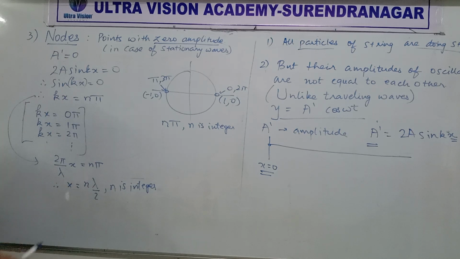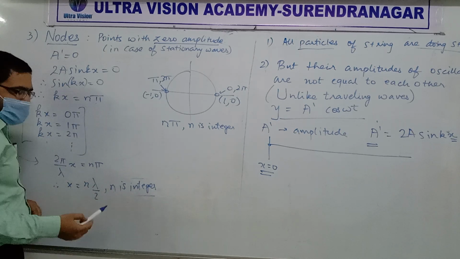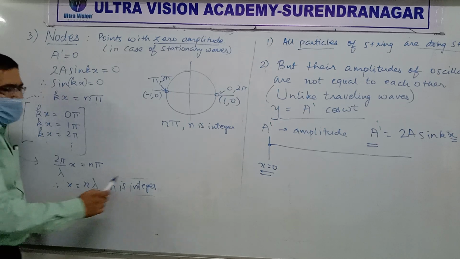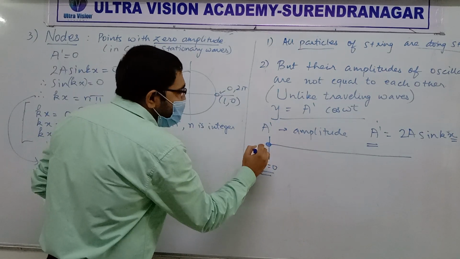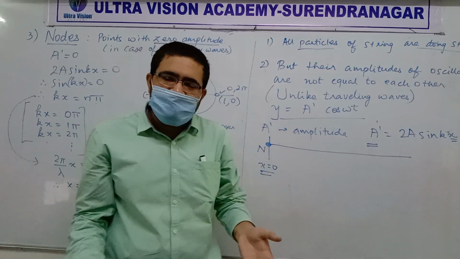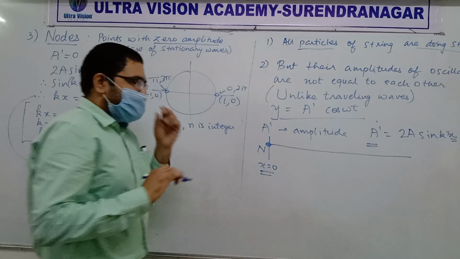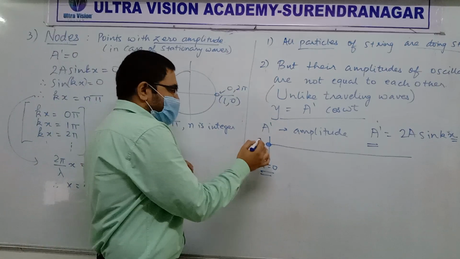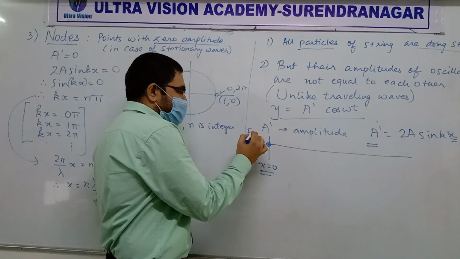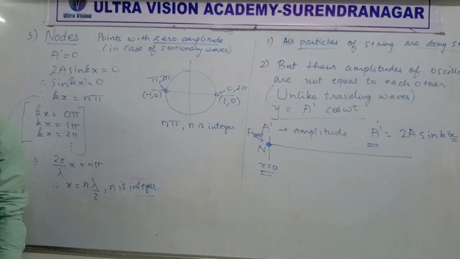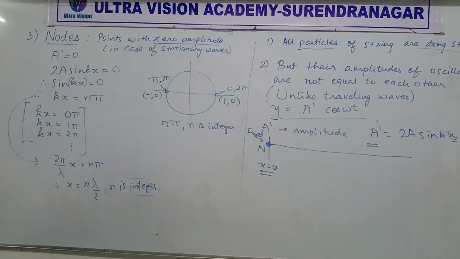What does that mean? Suppose I put n is 0. Remember, integer means you can put 0. 0 is an integer. So here is a node. We know that because we are actually talking about a string that is fixed on both ends. You understand what I am saying? Yes or no?